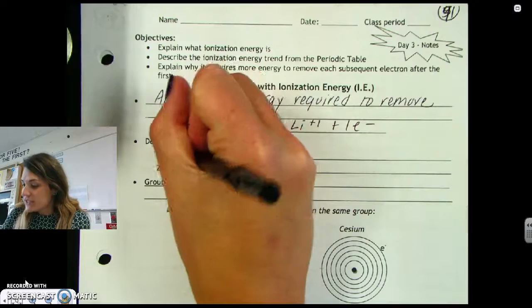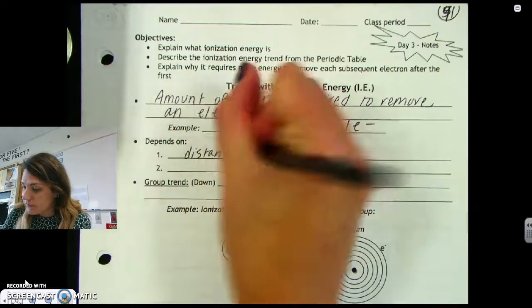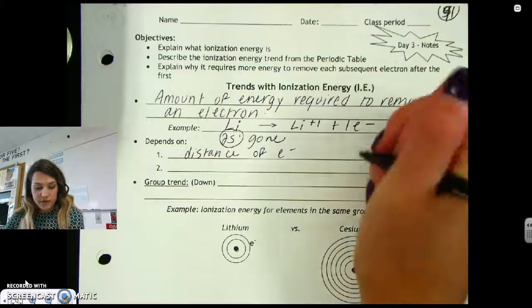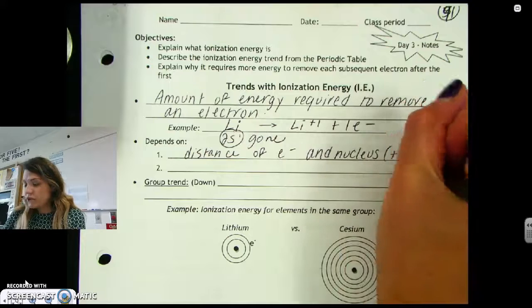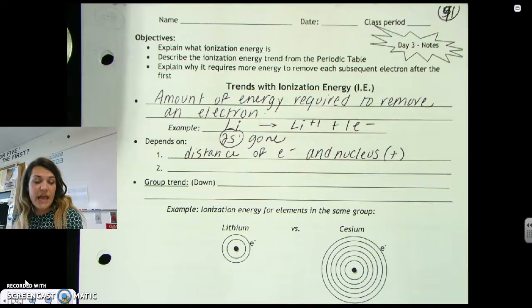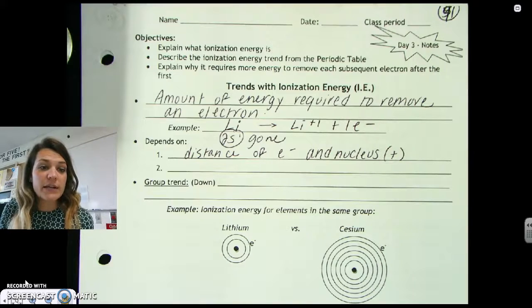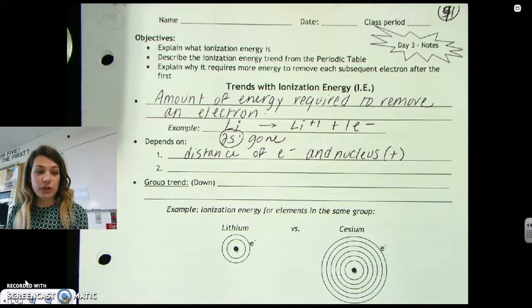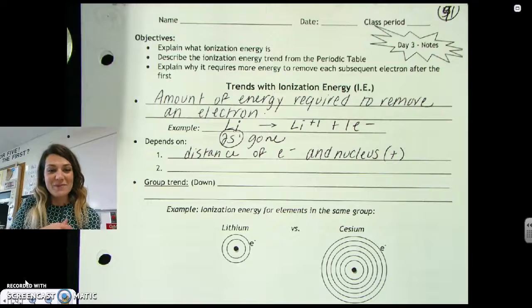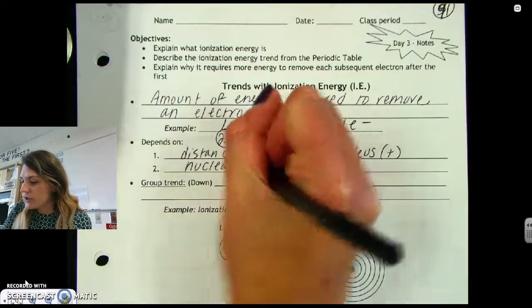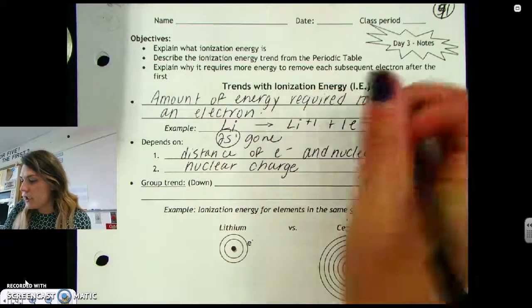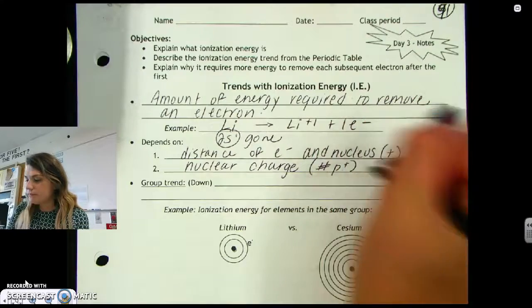So what is the distance of the electron and nucleus? Because you have to remember we have that positively charged center with our protons, and, well, how many protons do I have? If I have lots of protons inside of my nucleus, it's probably going to be harder to remove the electrons because they're highly attracted to the positively charged core. We're going to call this nuclear charge, which is the number of protons.